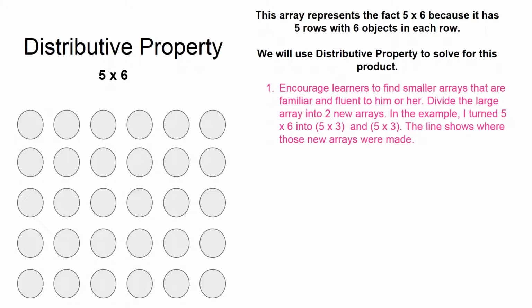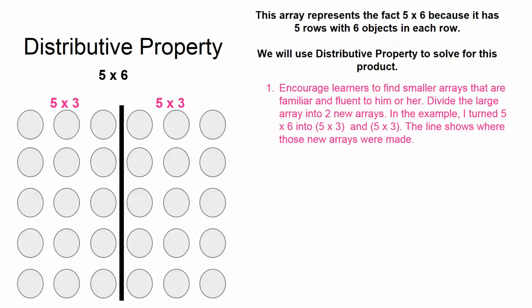I like to encourage students to break the array apart in a vertical fashion. So in this case, I decided to break my array into 2 pieces at this point where the black line is. I turned 5 times 6 into 2 new smaller arrays. On the left-hand side, I broke it into 5 times 3, 5 rows of 3. And on the right side, 5 times 3, 5 rows of 3 objects in each.